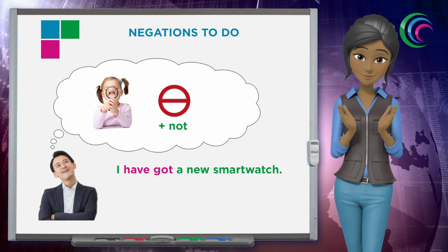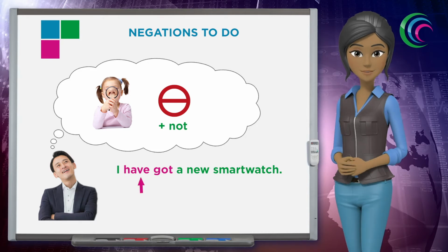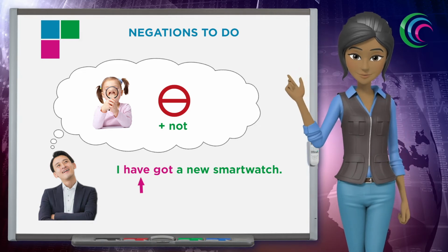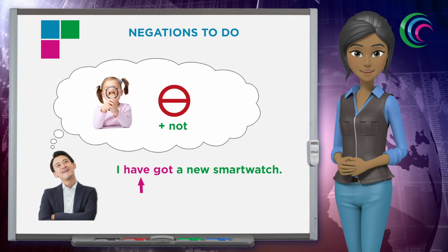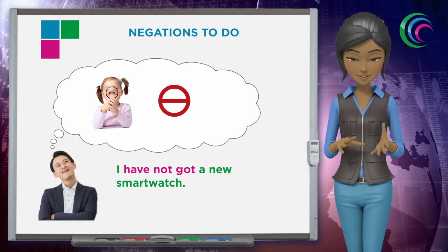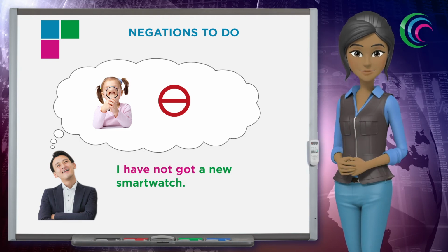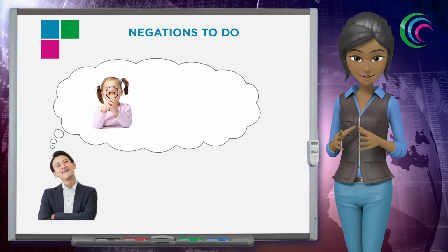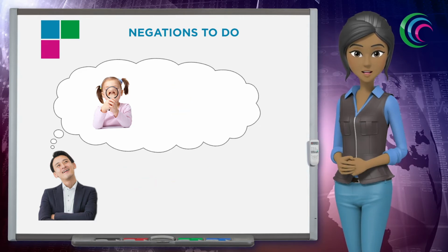If there are two verbs in the sentence, the first verb, which we call the auxiliary verb, gets an addition of not to create a negation. I have not got a new smartwatch. Now let's have a look at other sentences with single verbs in it.